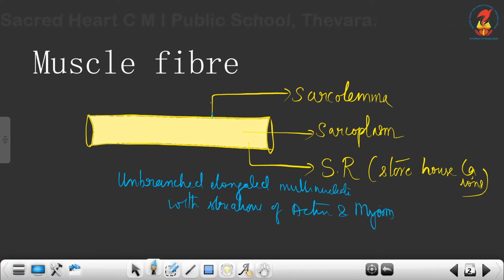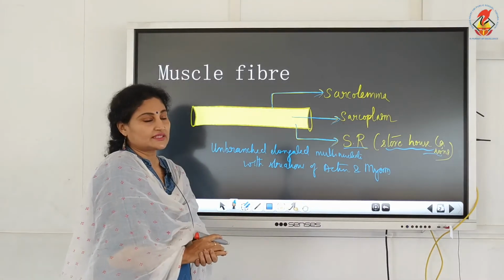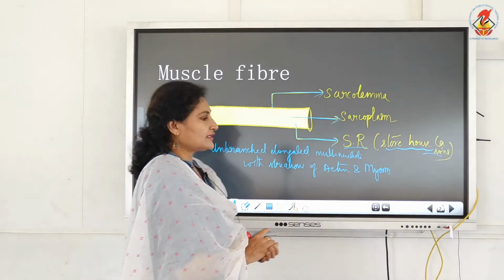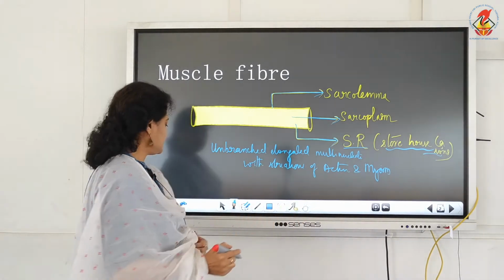Besides that, we have to know other parts. The plasma membrane surrounding the muscle fibers is called the sarcolemma, the cytoplasm is called the sarcoplasm, and the endoplasmic reticulum, which stores the calcium ions, is known as the sarcoplasmic reticulum. Very, very important in context to the sliding filament theory. So, let us get started with a video clip.